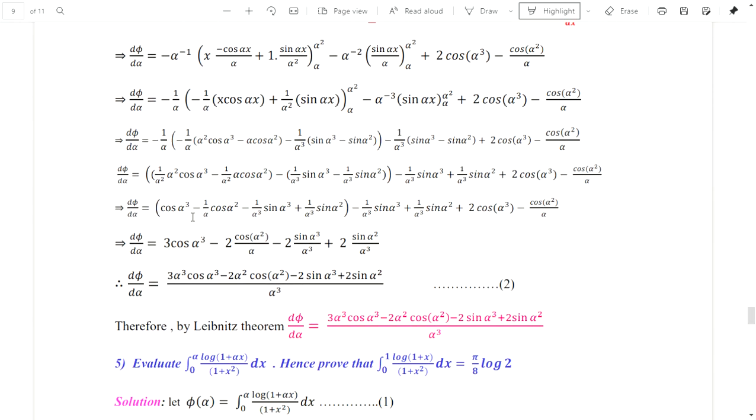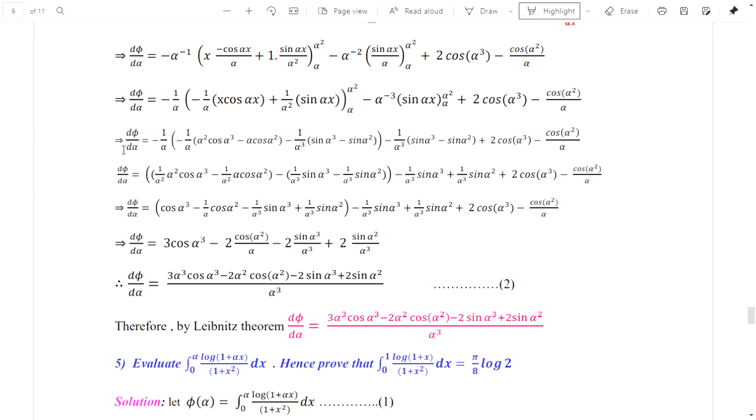That implies d phi by d alpha is equal to this: minus alpha to the power minus 1, which I write as minus 1 by alpha, into x into cos alpha x in brackets, plus 1 by alpha squared into sin alpha x from alpha to alpha squared, minus this alpha in the denominator, take it to the numerator so that it becomes alpha to the power minus 3, into sin alpha x, apply the upper as well as the lower limits, plus no change in these two terms; I carried them as they are.